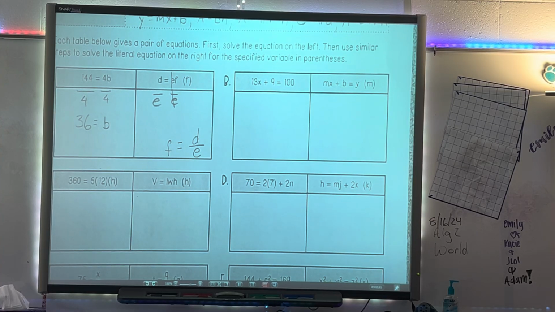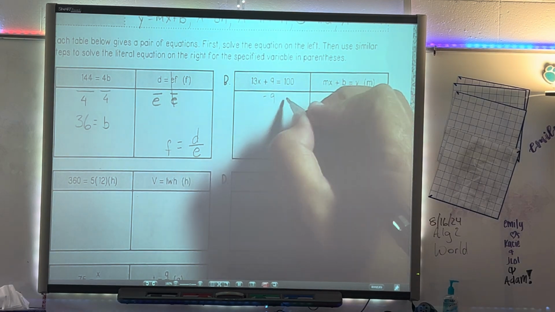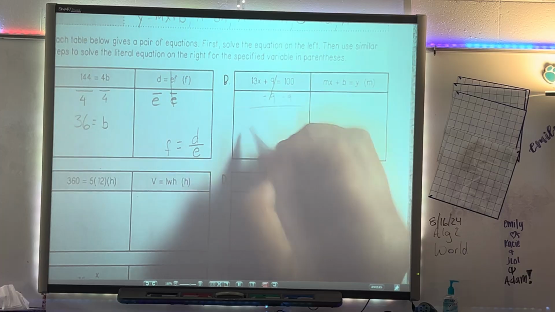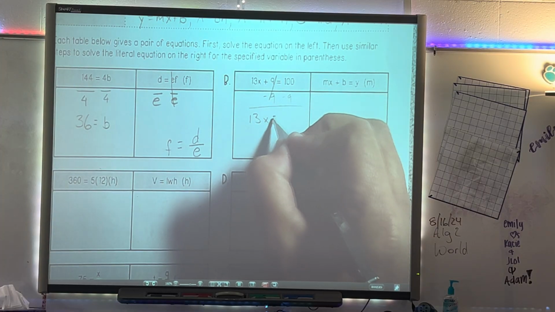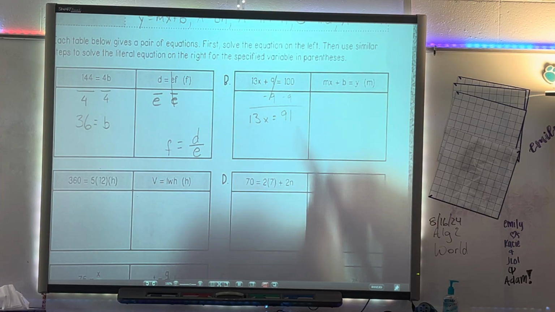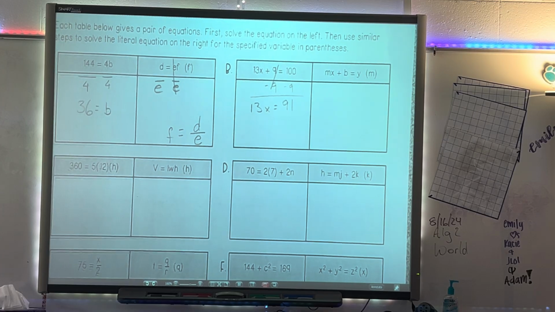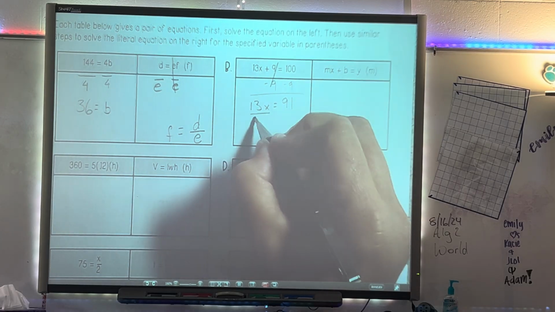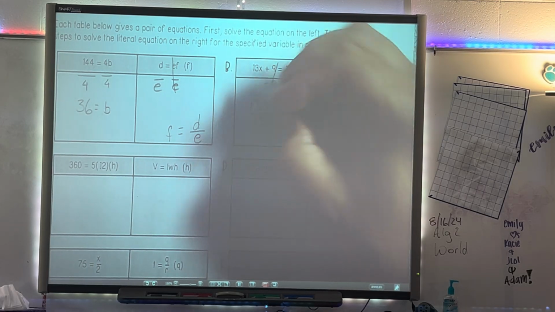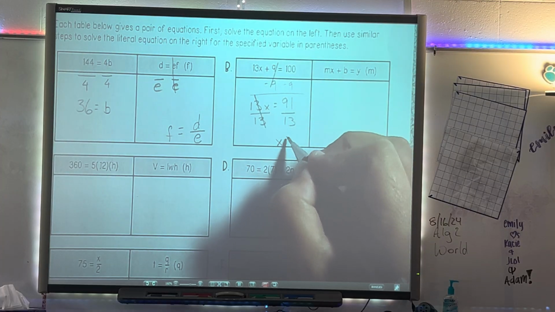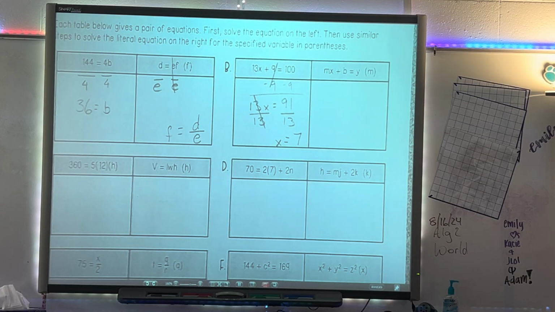All right, this one. If I want to get X on the left side, what's my first step? Okay, subtract the 9. So now I have 13X is equal to 91. Now I'm going to do what? Divide both sides by 13, and x is equal to 7 there.